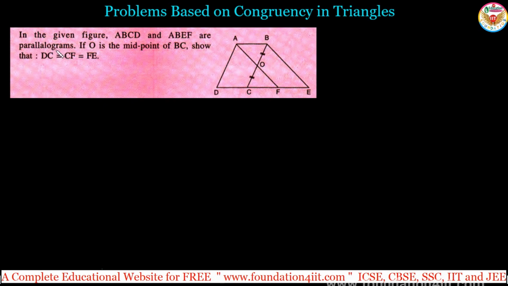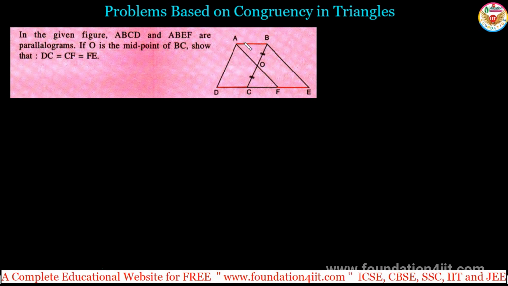Right? So in this problem, in the given figure, ABCD and ABEF are parallelograms. These two are parallelograms, so opposite sides are equal. That means AB equals CD. Again AB is equal to FE. Opposite sides are equal in a parallelogram. O is the midpoint of BC. Show that DC is equal to CF is equal to FE. DC, CF and FE are to be proved the same.